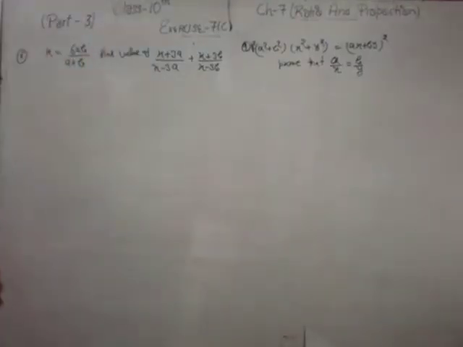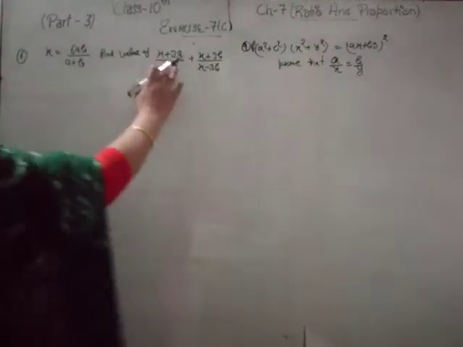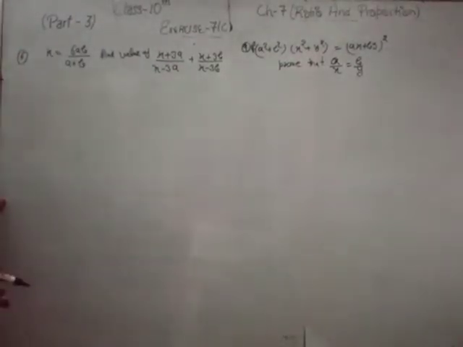Next is question number 6. If x equal to 6ab divided by a plus b, find the value of x plus 3a divided by x minus 3a plus x plus 3b divided by x minus 3b.